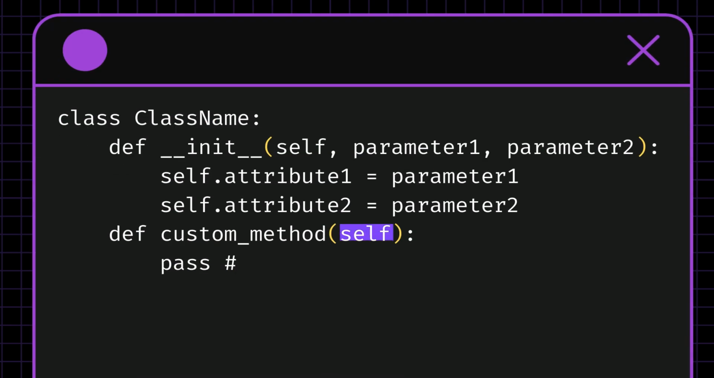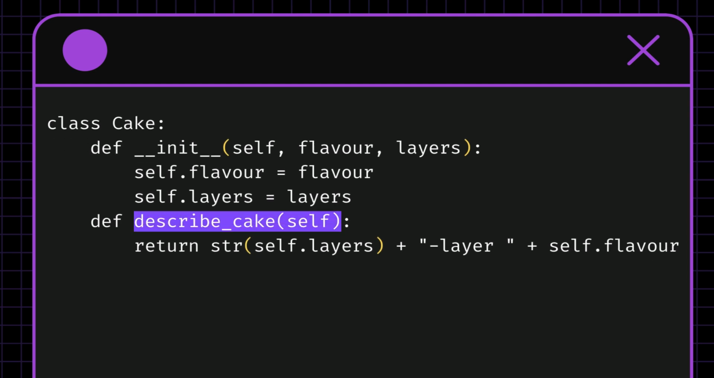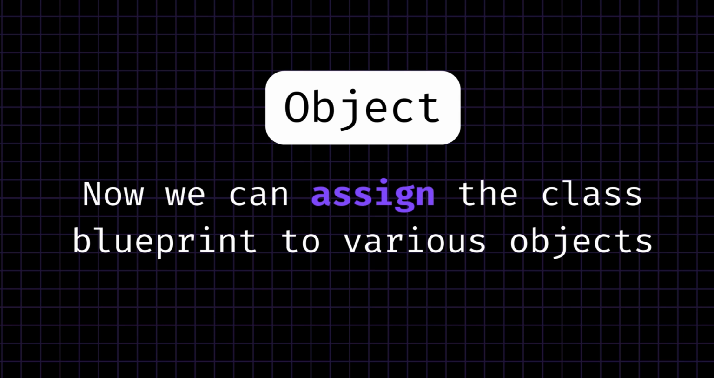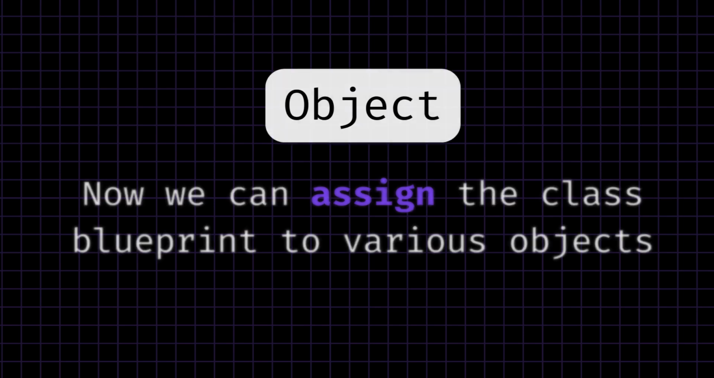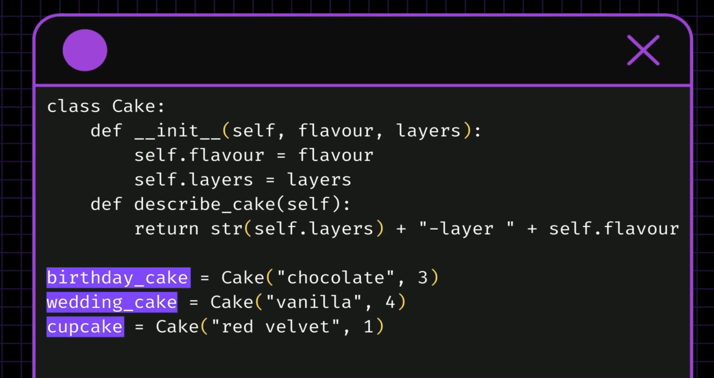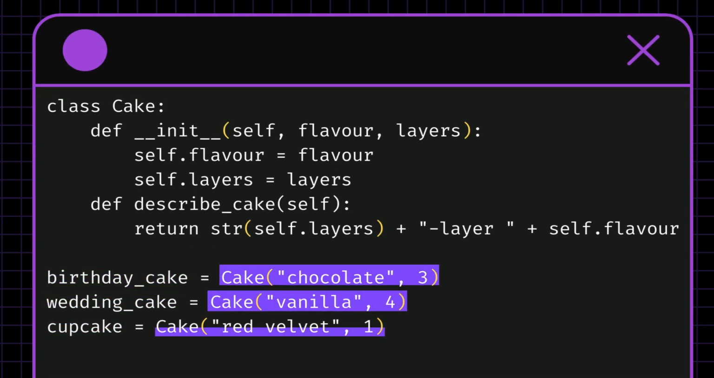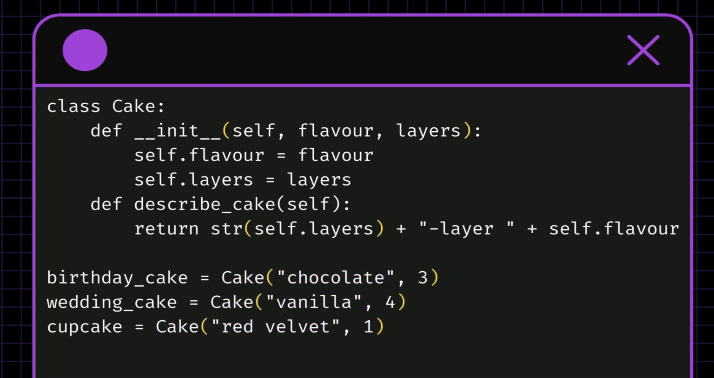Let's look at our previous example. Here, the method describe cake describes the cake using values stored in the class at that instance. Once we create the class and the methods, we can now create objects, which in our case are different types of cakes from the class. To create objects, we need to assign the class with arguments, which in our case are flavor and number of layers. Each object is unique but follows the same blueprint from the class.